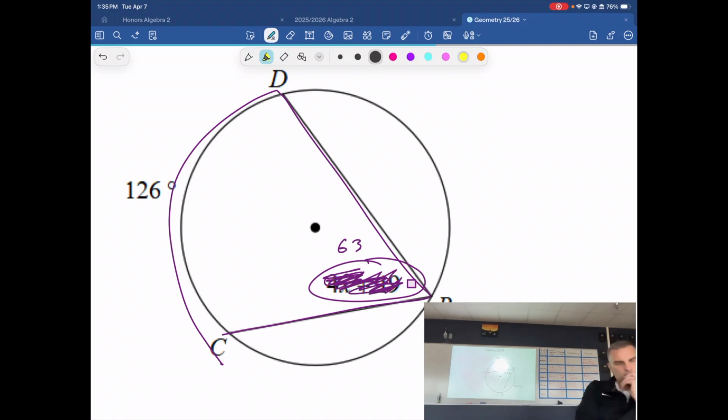Okay, let's look at this next one. We'll do this one together. It's a little bit more complicated.